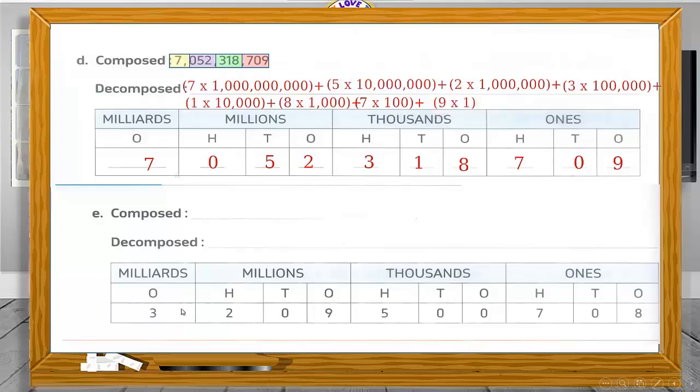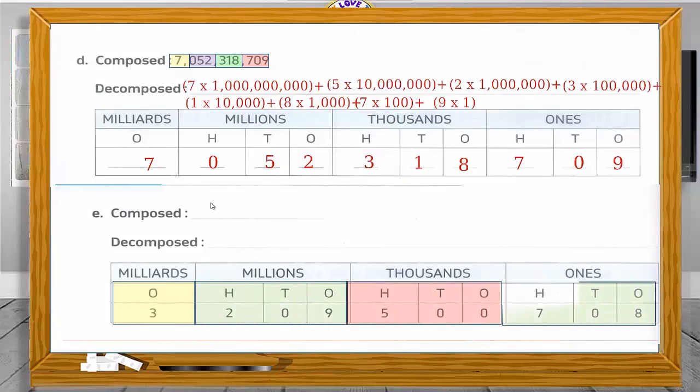Last exercise, we have in the chart a number, and we have million or 4 periods. We have here 3 millions. So if you want to write the number in standard form, you start from the left side as we said. 3 million, 209 million, 500,000, 708, and now we decompose. 300, write the number in expanded form as you like.